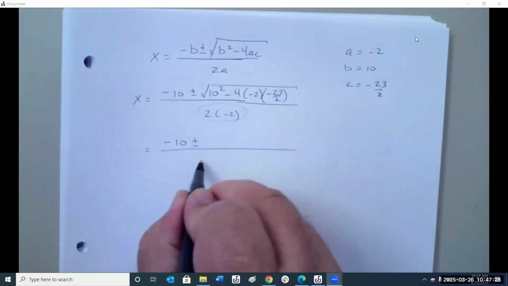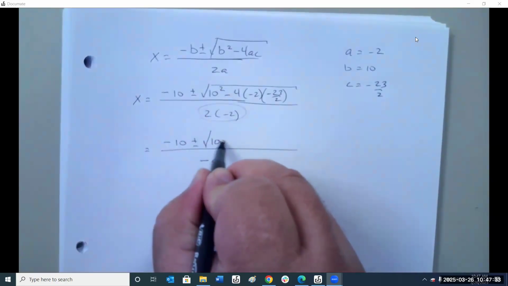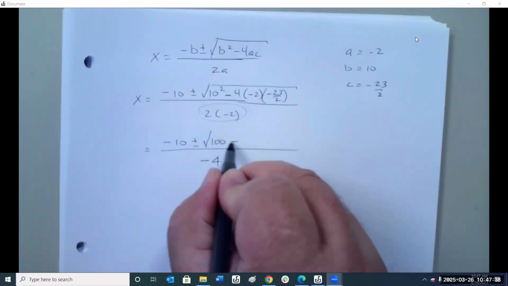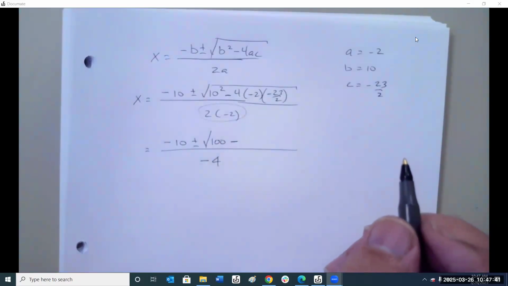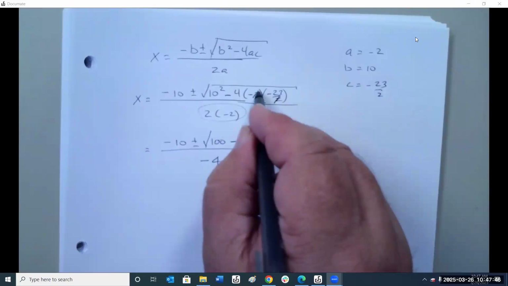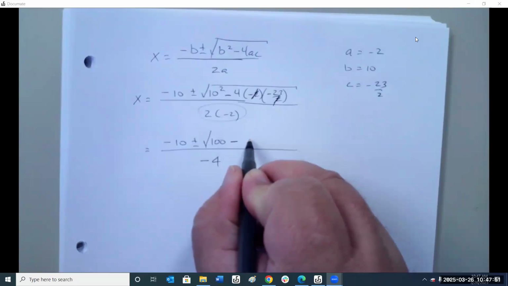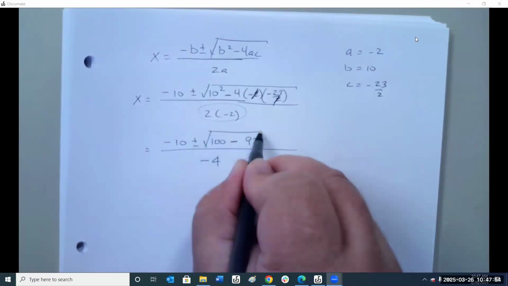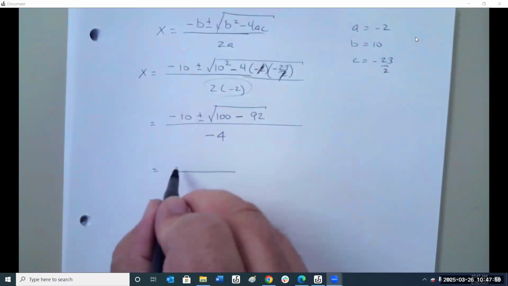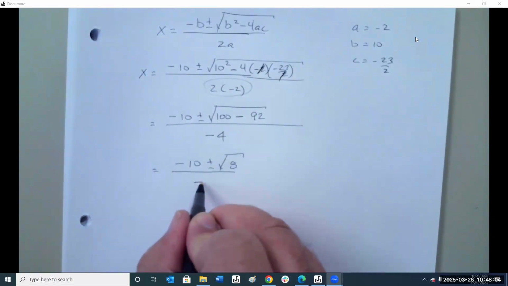On the bottom, it's negative 4. 10 squared is 100. We have a negative times a negative times a negative, which makes it a negative. This 2 and that 2 cancel. We have 4 times 23, which is 92. So it's negative 10 plus or minus the square root of 8, over negative 4.